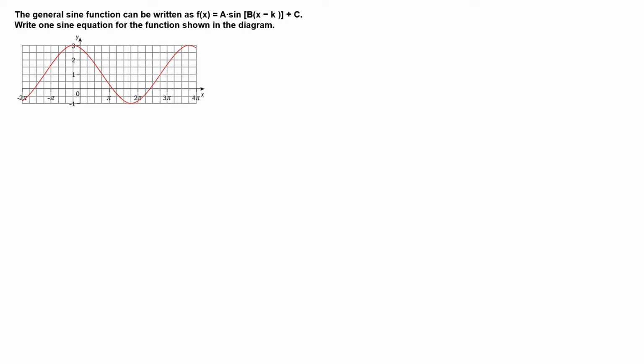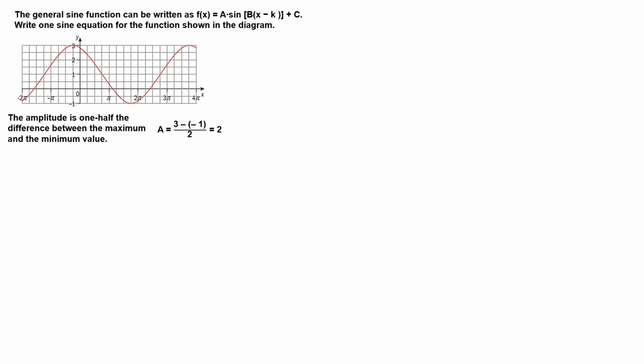Let's find the amplitude. The amplitude is 1/2 the difference between the maximum and the minimum value. The amplitude is 2 units.